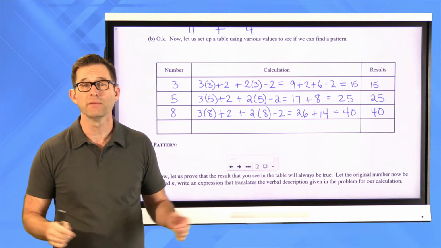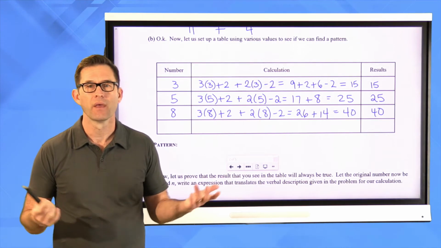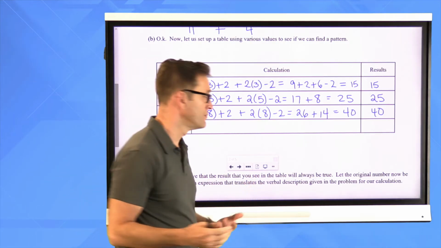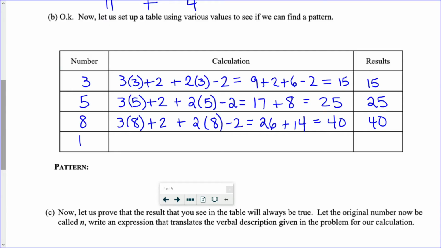All right, one more number. I don't know, let me go with 11. I've been going even, odd, so let me go back to odds. Let's see, I'll get 3 times 11 plus 2, and 2 times 11 minus 2. 3 times 11 is 33 plus 2 is 35. 2 times 11 is 22 minus 2 is 19. No, sorry, 22 minus 2 is 20. And that's going to be 55.